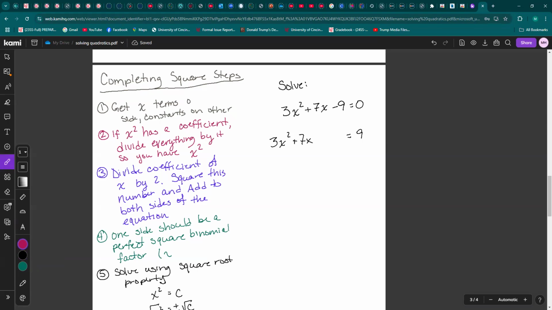Now, if x squared has a coefficient, which it does, that 3, I'm going to divide everything by 3. It is not pretty, but some of it works. All right, so the 3's will cancel out. I'm going to be stuck with that 7 over 3, and then 9 will become 3. So my problem is now x squared plus 7 thirds, yuck, x, equals 3.